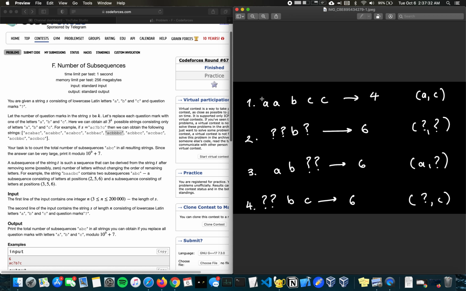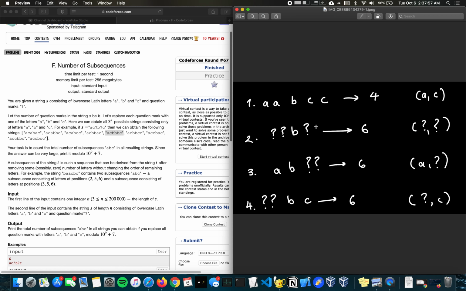Okay, so the first case is if there are no question marks. If you look at the A's on the left and the C's on the right, here we can make A, B, C, A, B, C, A, B, C, and A, B, C. So the answer is 4. So it's essentially the number of A's on the left times the number of C's on the right. So 2 times 2 is 4.